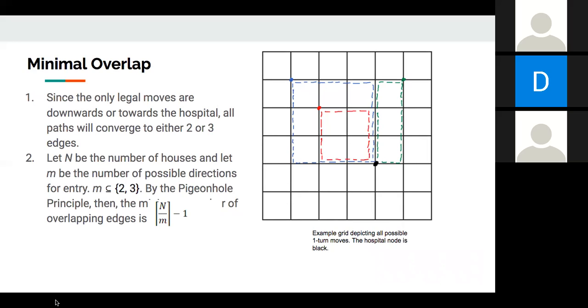This allows us to determine the minimum amount of overlap so we can approach that amount when applying our own algorithm. For n houses and m edges from which houses can approach, by the pigeonhole principle, taking the floor of n over m will give us the minimum number of paths that are in any given adjacent edge. Subtracting 1 from this then will give us the minimum amount of overlap.